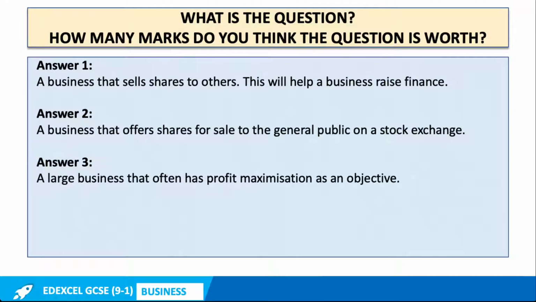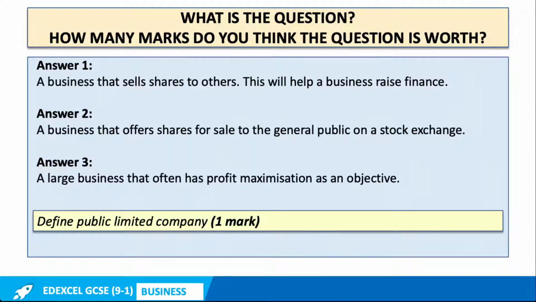So we've got lots of different responses in the chat window. Some people are saying it's worth 9 marks. So let's take a look at the actual question. It is define public limited company, and it's actually worth just 1 mark. So looking at those responses, which one or how many of those answers are actually specifically answering that question set? So 1, 2, 3, all of them, none of them.